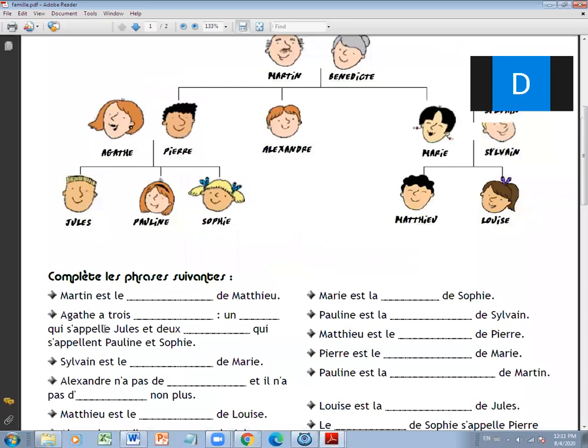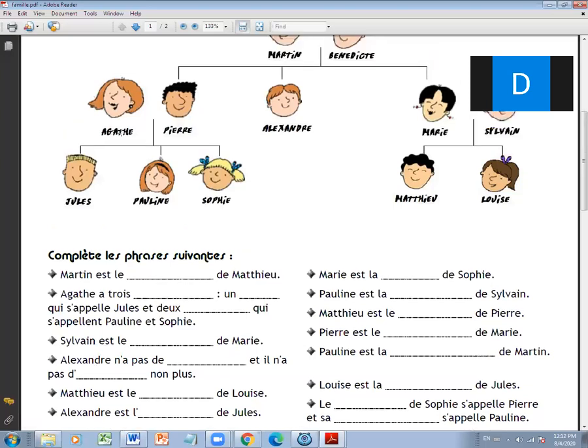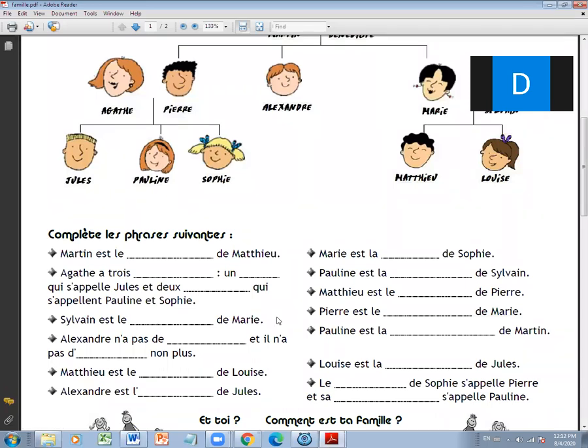Now, Sylvain est le de Marie. Actually, it's just the question we have just done. Who is Sylvain to Marie? Sylvain is Marie's husband. In French we say mari. I think that is clear, okay? So this one is le mari de. Sylvain est le mari de Marie. You see the difference? Marie, the name, has got letter E at the end, but the word mari does not have letter E at the end, but they are pronounced the same, okay?